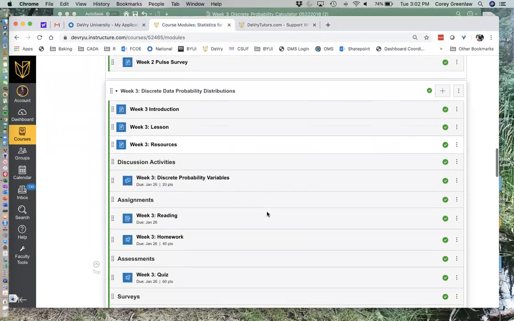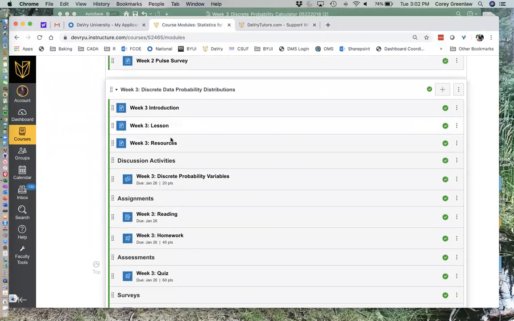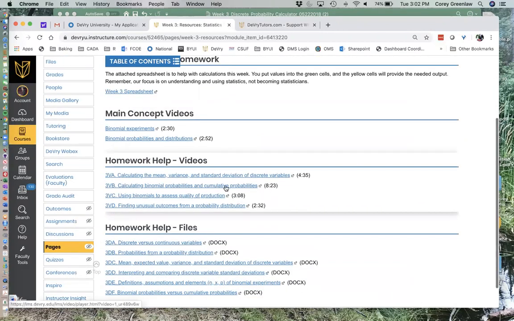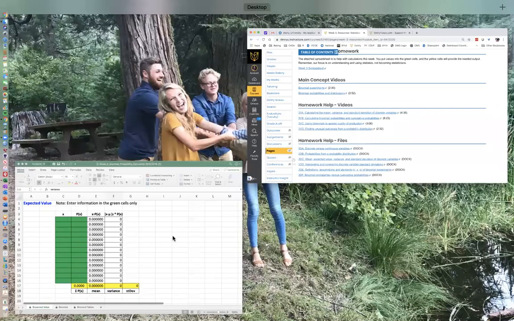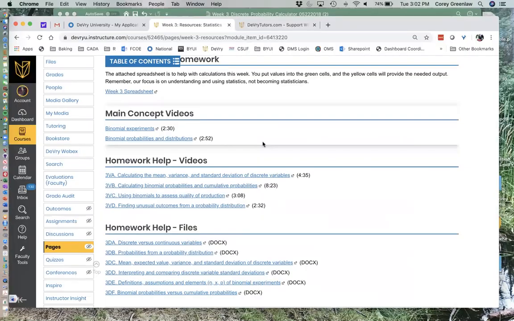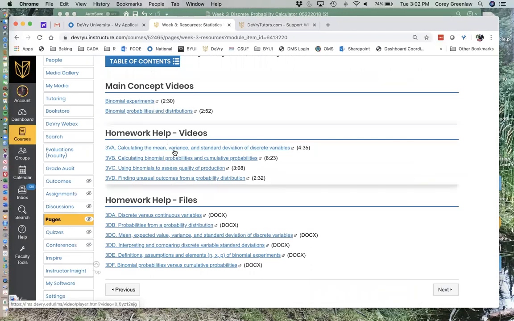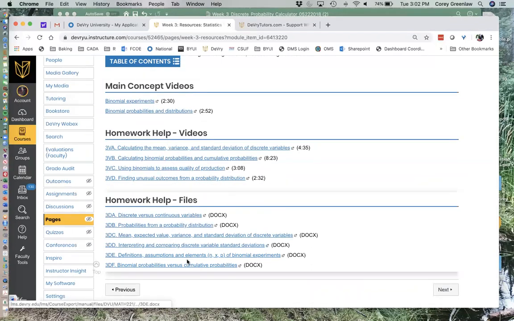So this week, there is the introduction and the lesson. Our resources are here. Please make sure you access these. This week 3 spreadsheet, which is here, we'll talk about in just a minute. It has main concepts in these videos, a specific homework help, and then homework help files.